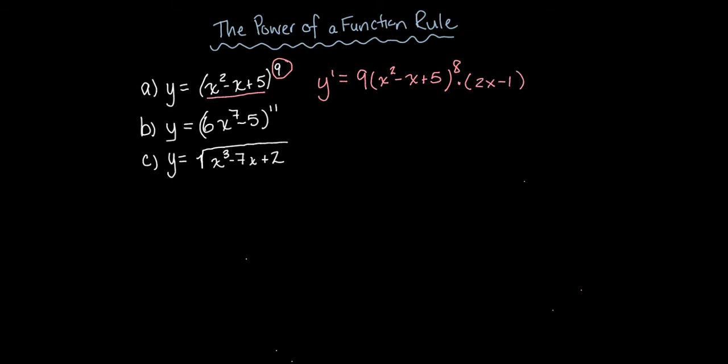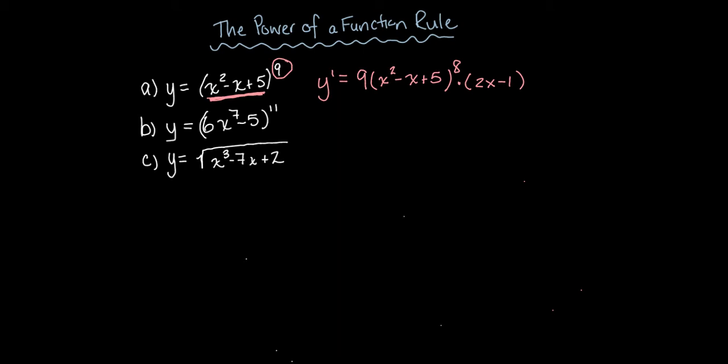The 2x minus 1 came from the derivative of that inside part of this bracket. So the derivative of x squared minus x plus 5 is 2x minus 1. So it gets tagged on the end. The brackets in this case around the 2x minus 1 are very important. If you don't include them, it's not the same function. So please be careful with your brackets.